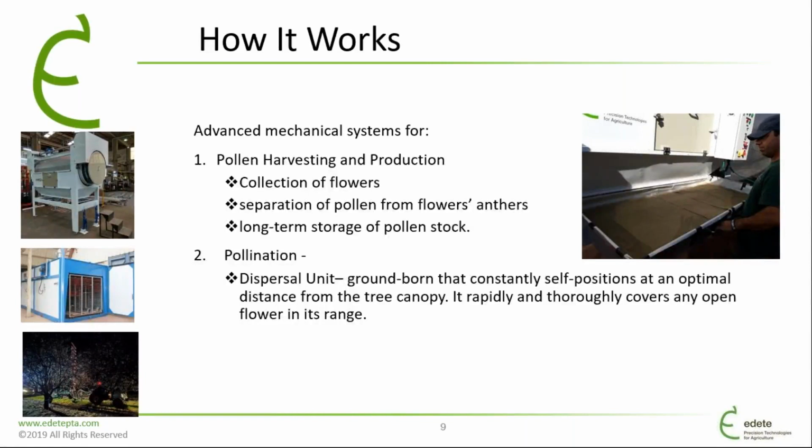First, we mechanically collect flowers, separate pollen from anthers, and produce pure pollen, maintaining its viability and germinability. Using our proprietary method, we have been able to maintain good germinable rates of pollen stored for over 1 year. Then, we load the pollen into a dispersing unit, with a barrel algorithmically self-reaching as near as required to the tree contour, and use electrostatic deposition onto a targeted stigma. Edete's application unit can work day or night.